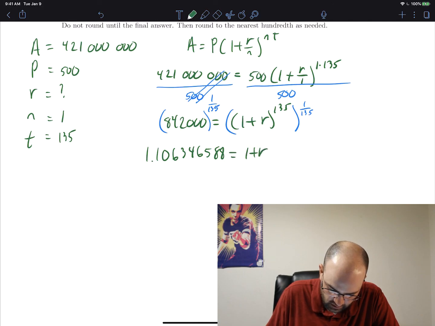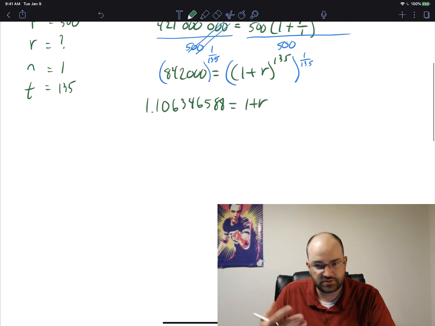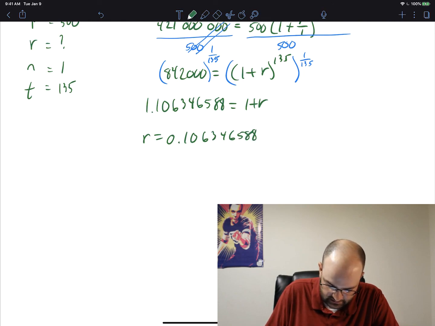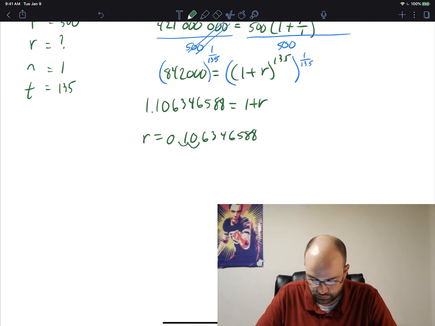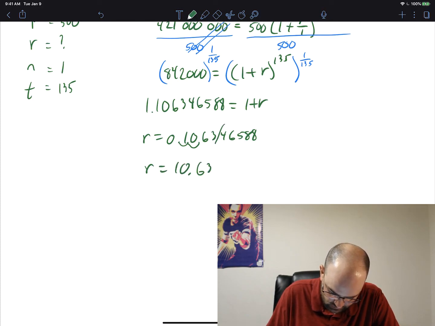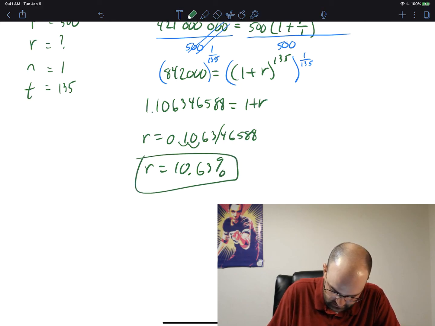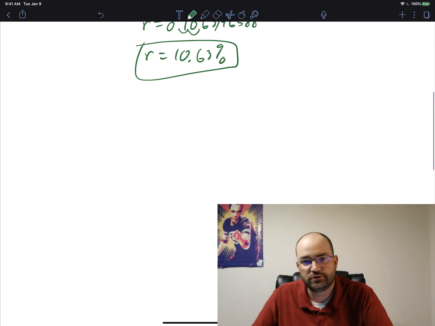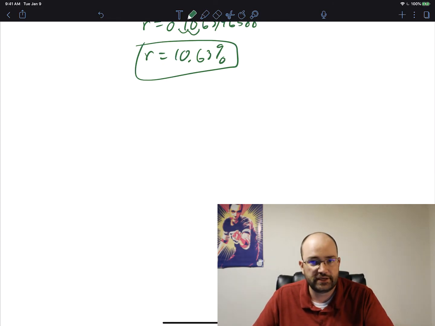equals 1 plus R. And again, just subtract 1, that means that R is going to be 0.1063465888. Move the decimal right 2 places, so R is simply going to be 10.63%. Yes, to the nearest hundredth. There we go, 10.63%. That's what the bank is assuming as an annual interest rate.